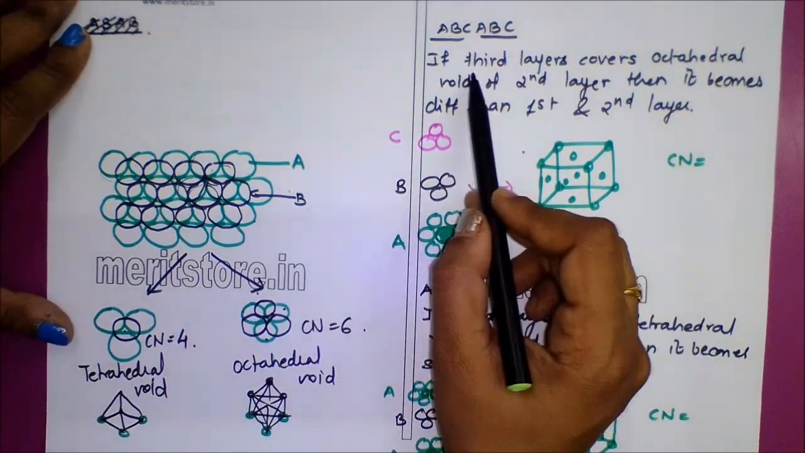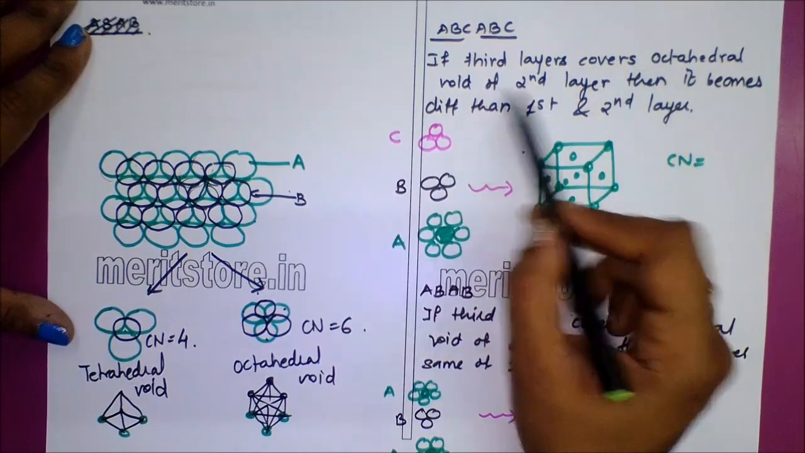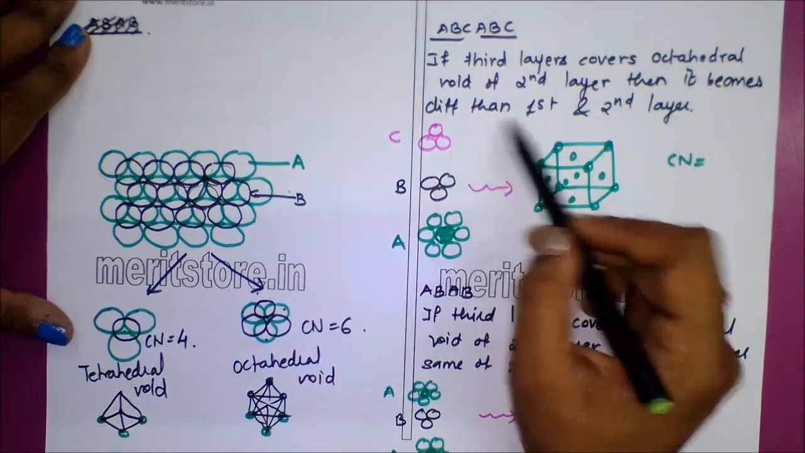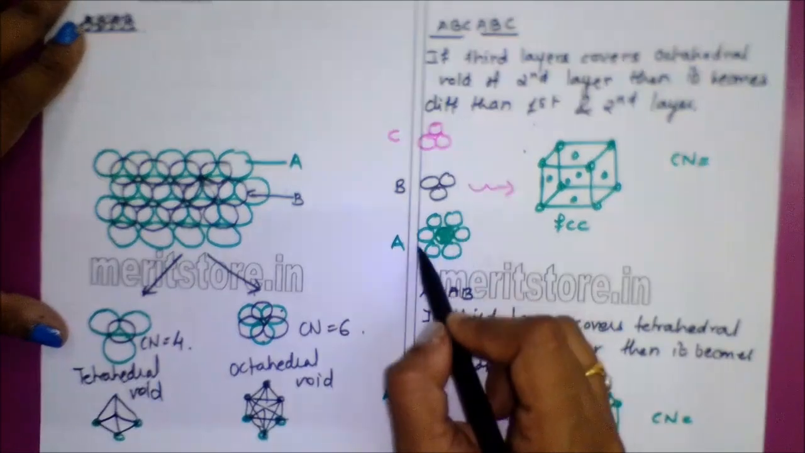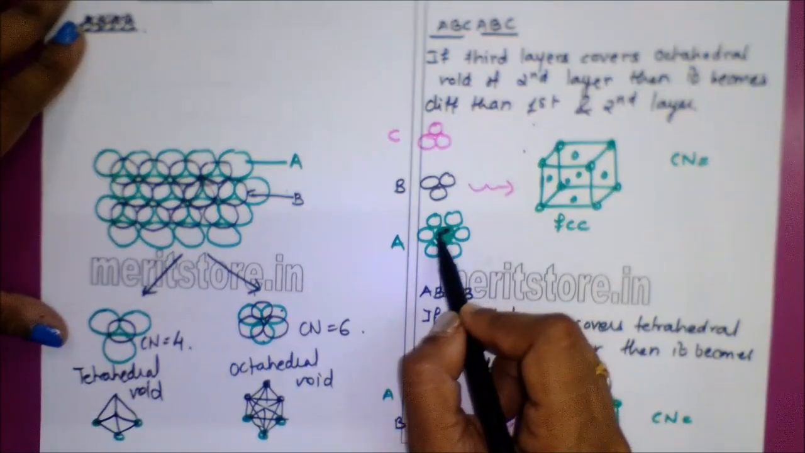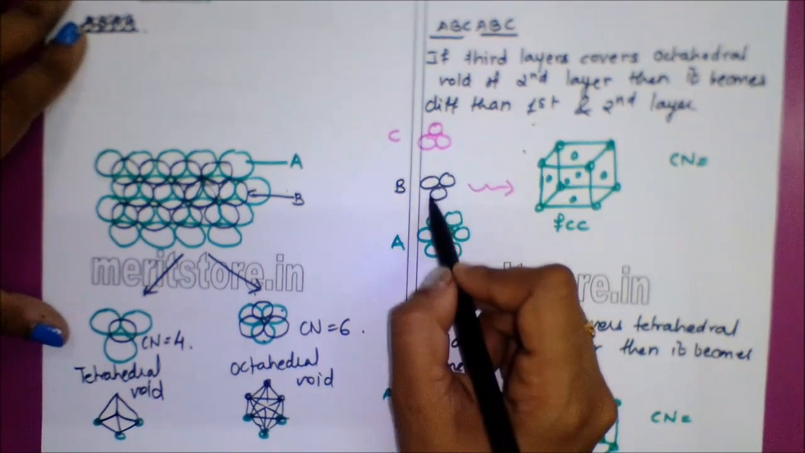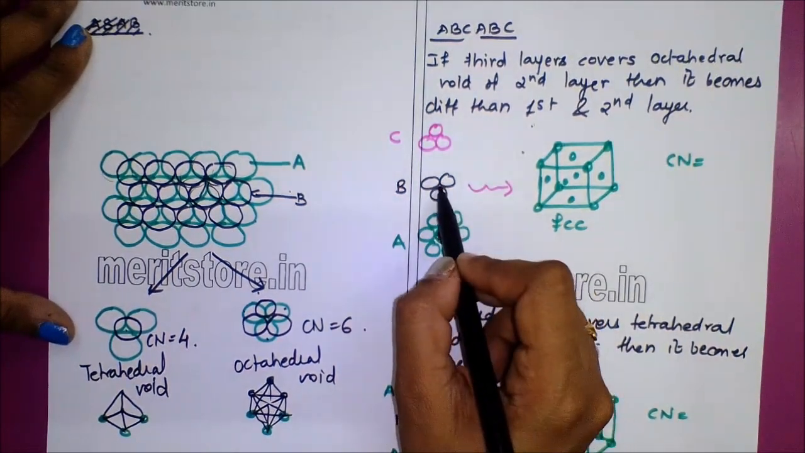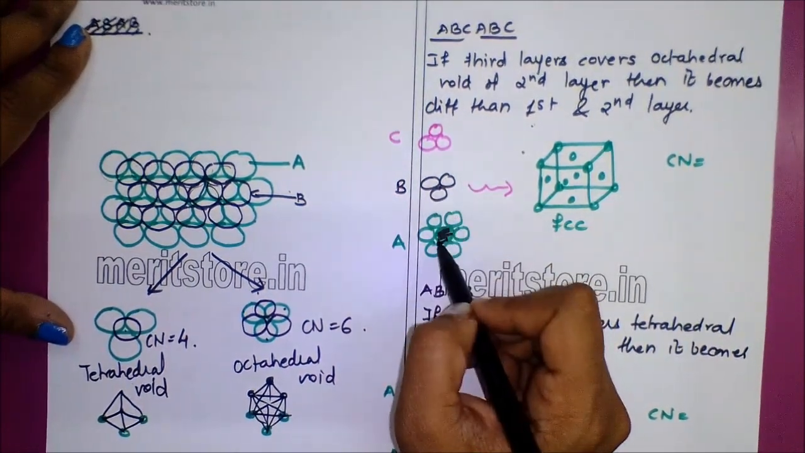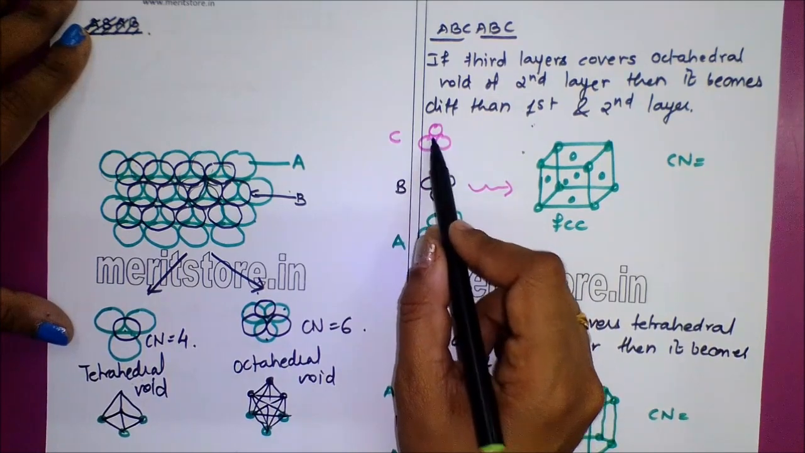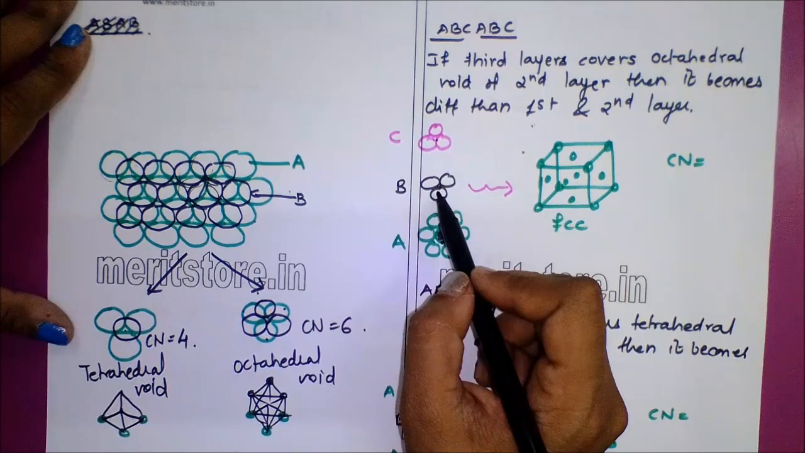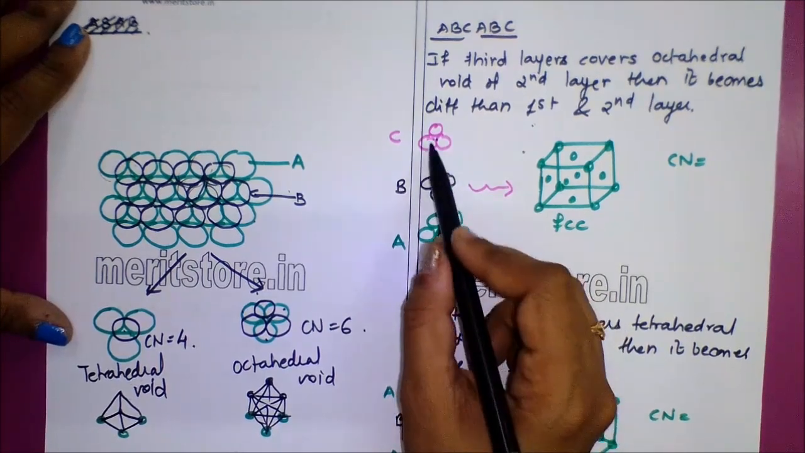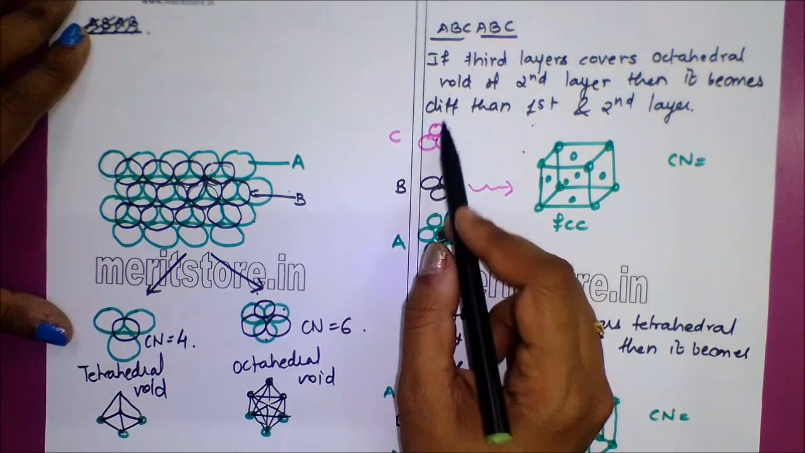Now depending on what kind of void spaces are covered by the 3rd layer, the packing will be different. For example, if the 3rd layer covers the octahedral void of the 2nd layer, the 3rd layer becomes different than the 1st and the 2nd. For example, look at this. This is a layer where the 1 atom in the center will come in contact with the 3 atoms. So 1st and the 2nd layer are making tetrahedral void. But the 2nd and the 3rd layer, 3 is coming in contact with 3. They are making octahedral void. So definitely the 1st layer is different than the 2nd and 3rd layer.